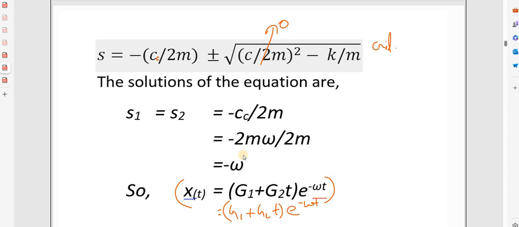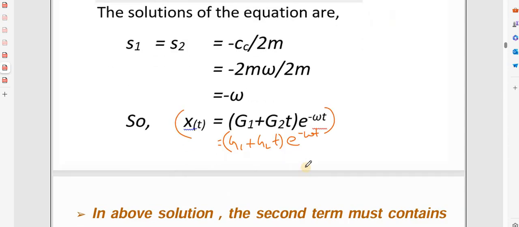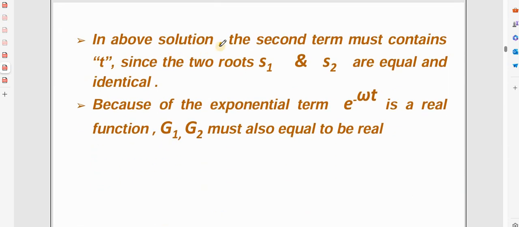That will be our general equation. That is when two roots are coming. I think in your maths you have studied, when the solutions, the two roots, are the same, we will be writing like this: (g1 plus g2 t) into e raised to minus omega t. So that will be our solution.